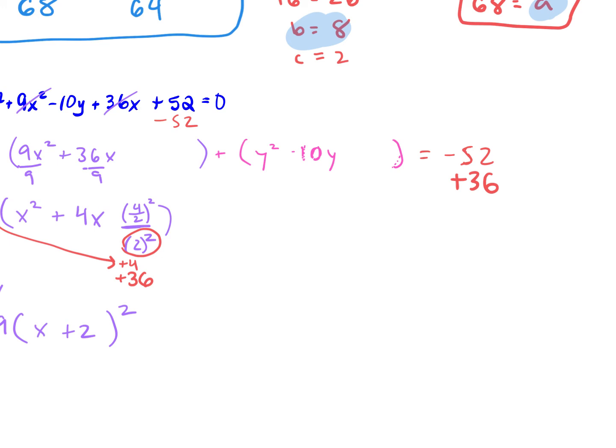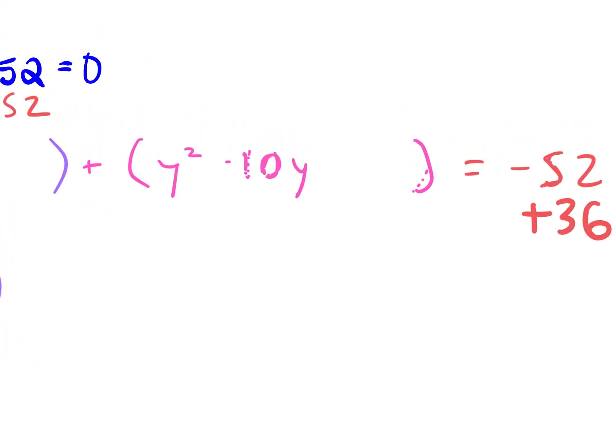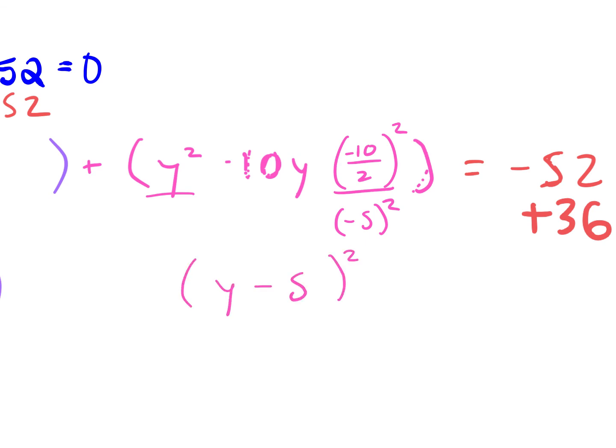We're going to do the same thing with y. My y has a coefficient of 1, so I don't have to take anything out here. What's going to go into my space here? -10 over 2 squared. So -10 divided by 2 is -5. What goes into my parentheses here? Y minus 5. And then I'm adding -5 squared, so I'm adding 25 here. So I have to add 25 on my right side too.